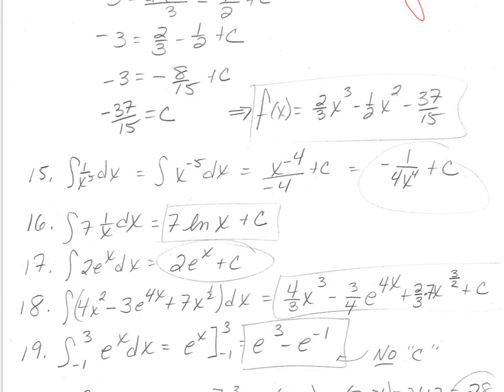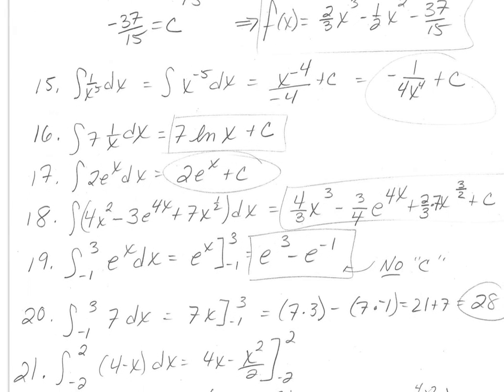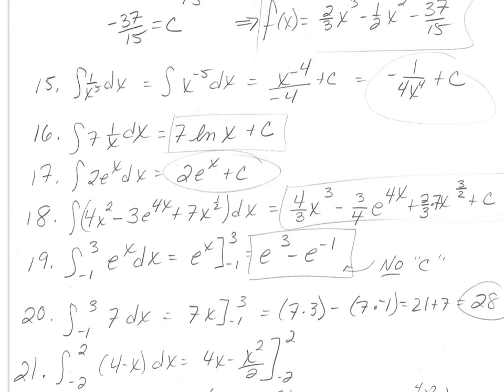Okay, number 15. Now we are using calculus to do integrals, and we rewrite whenever we can. For this one, we write x to the negative 5. Then we add 1 to the exponent, divide by the new exponent. Just don't forget the c. And you can rewrite it like this, or you could leave it like this. Both are correct. For this one, what function has a derivative of 1 over x?